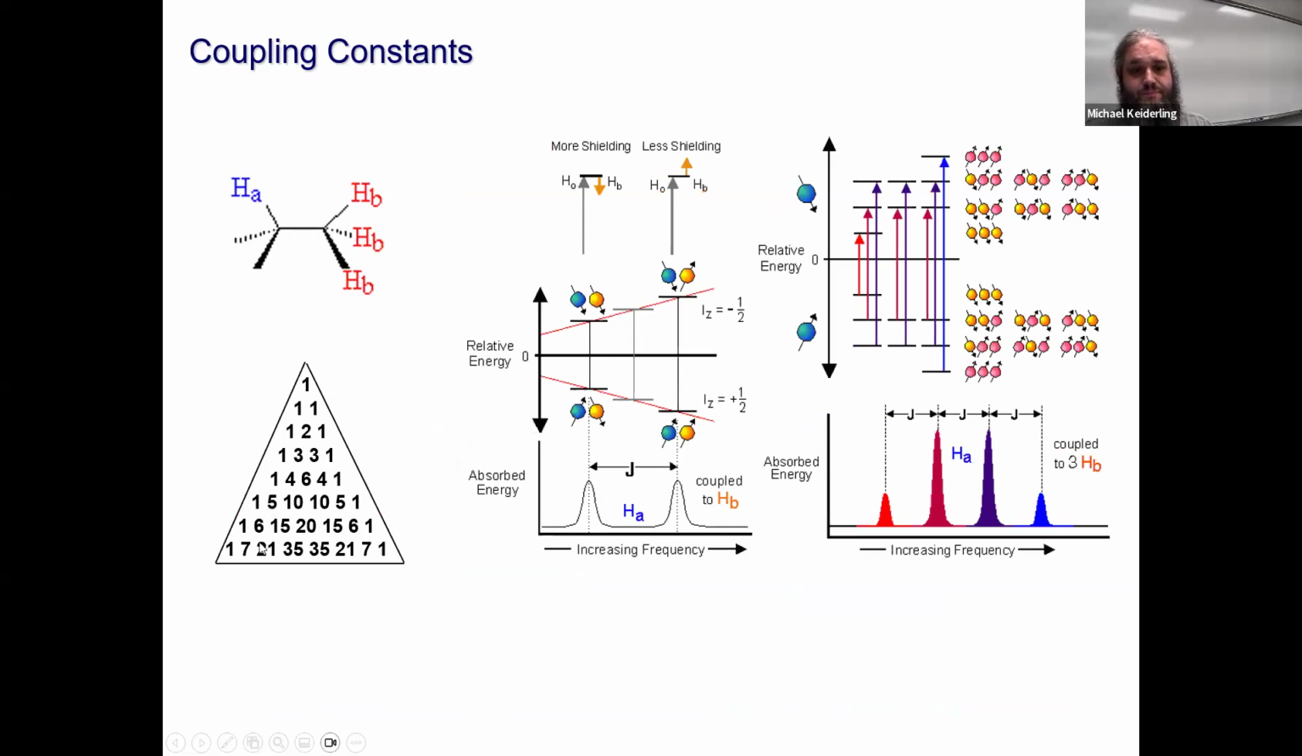So you get more peaks, the more things you're coupled with, basically. So if you're coupled to 3 hydrogens, you will have 4 peaks. Coupled to 1, you'll have 2 peaks.